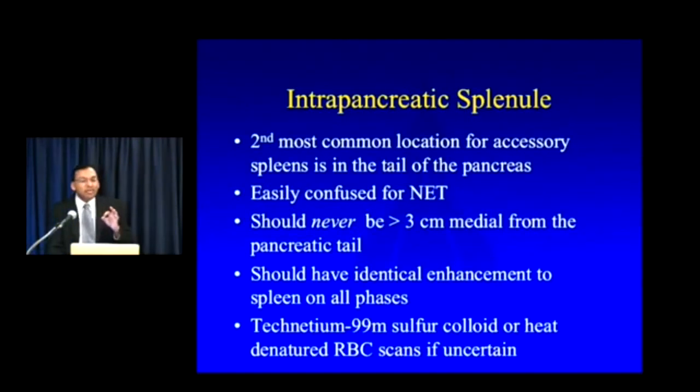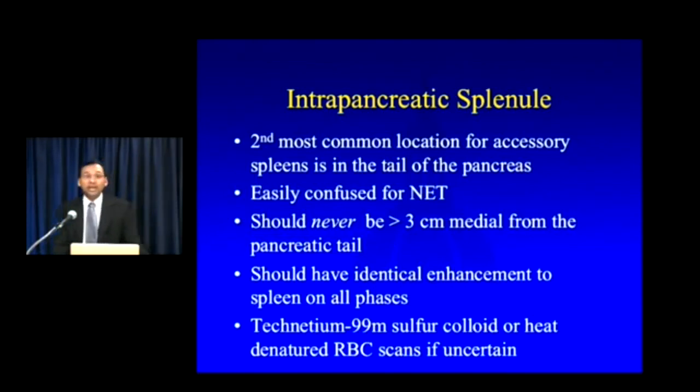Now, the second mimic, and the one that I'm always worried about mistaking for a neuroendocrine tumor, is an intrapancreatic splenule. I've worked at 3 institutions, and at every institution I've been at, I've seen a case where an intrapancreatic splenule has been taken to the operating room because it was mistaken for a neuroendocrine tumor. Believe me, this is actually easy. This is an easier mistake to make than you'd think.